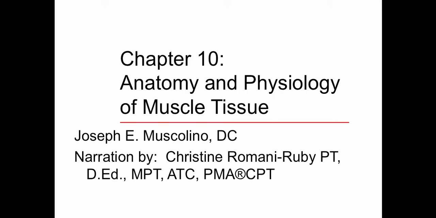This is part 1. It goes with your Chapter 10 in your textbook, Anatomy and Physiology of Muscle Tissue. In this chapter we will focus on the anatomy and physiology of a skeletal muscle. The two major tissue types, skeletal muscle tissue and muscular fascia, will be examined.